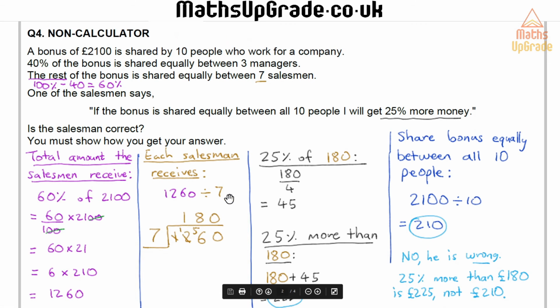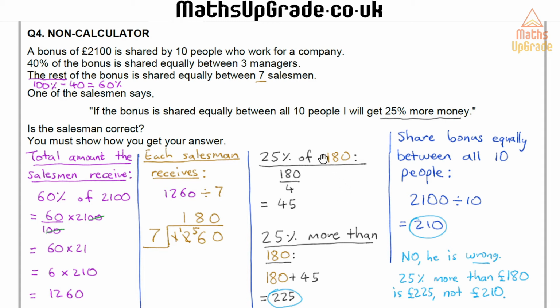Next, since there's 7 salespeople, I need to do 1,260 divided by those 7 people. Using the column method, using short division, I can find the answer as being 180. Now, the salesman suggested if the bonus is shared equally between all 10 people, he'll get 25% more money. So let's see if he gets 25% more than 180. Well, 25% of 180 is the same as finding a quarter of 180, since 25% is 25 out of 100, which is the same as a quarter. So 180 divided by 4 is 45.